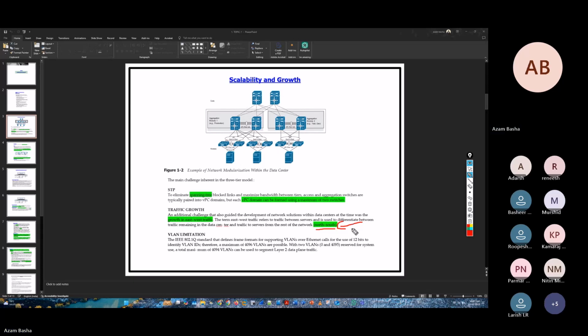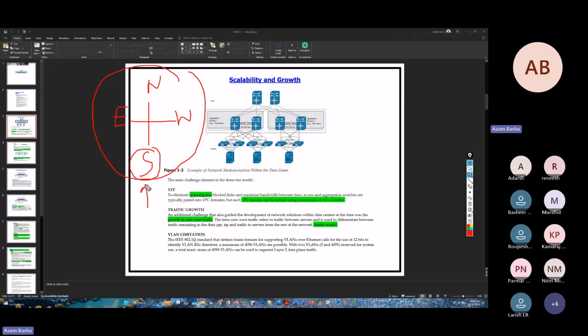Northbound, north-south traffic and east-west traffic. So this is north, south, east, west. This is the direction, correct? Currently, I'm in the south part of India. I'm in Bangalore.